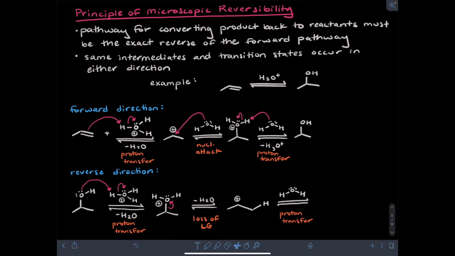This forms a carbocation intermediate, and notice it's the same one we formed in the forward direction. Here I'm drawing out a hydrogen adjacent to the carbocation, and this is going to be deprotonated by water. This deprotonation forms the alkene. By the principle of microscopic reversibility, the mechanism in the forward direction or the reverse direction needs to involve the same cationic intermediates.